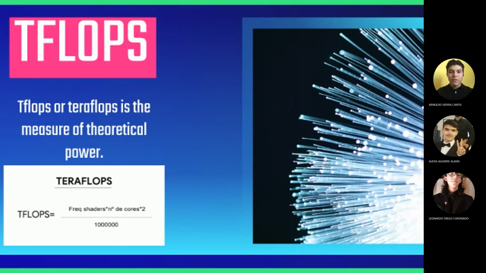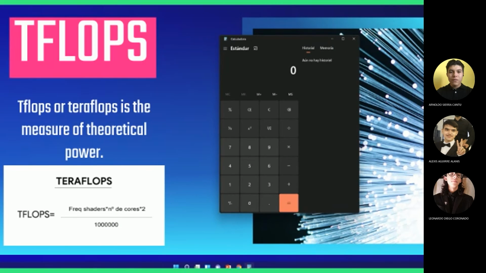We can see over here the teraflops formula. We're going to do a little formula. The teraflops is the measure of theoretical power, and this is the formula: the clock speed of the shaders times the number of shader cores times 2, divided by 1 million. I'm going to do an example, opening the calculator and Google, mainly because I'm going to show you some things.